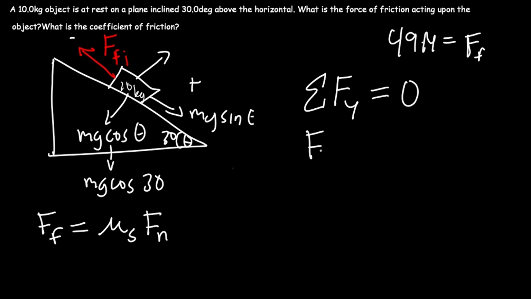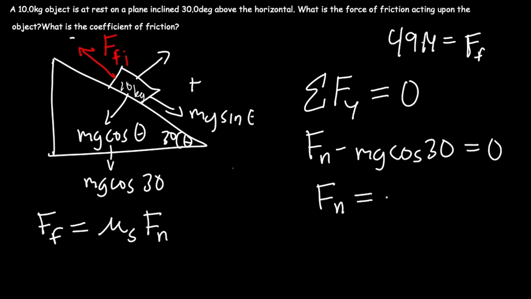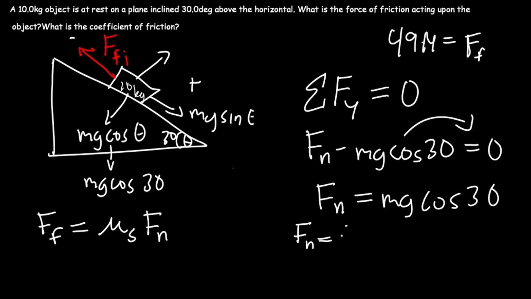We know that Fn minus mg cos 30 is equals to 0. And to solve for Fn, dapat ma-isolate natin si Fn. So we have Fn is equals to mg cos 30. No? So nilipat lang natin. So we can substitute yung mga quantities. So we have Fn is equals to 10 kilograms, then 9.8 meters per second squared, and cos 30.